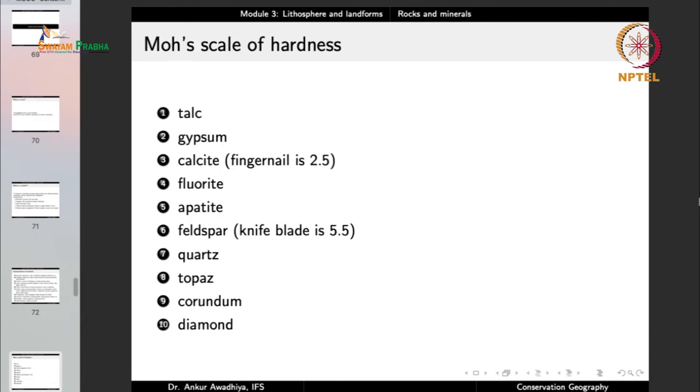In the case of hardness, we saw that we have the Mohs scale of hardness, where any mineral which is down the scale can scratch all the minerals that are above it. And with this, we can discern the hardness of different minerals.